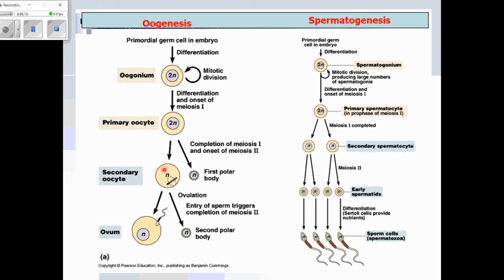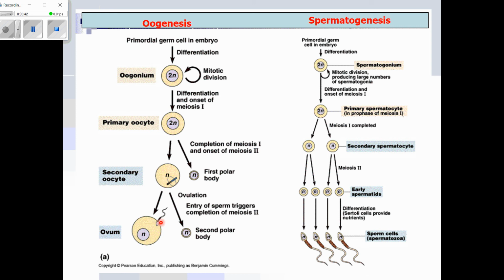It's going to continue through meiosis, prophase 2, metaphase 2, anaphase 2, telophase 2, and it's going to split to make two cells. But again, it's a very unequal distribution of cytoplasm. So almost all of the cytoplasm goes to this cell, which is going to be the functional ovum or the egg cell that may or may not get fertilized by a sperm.